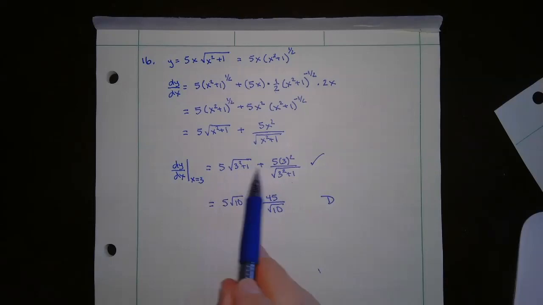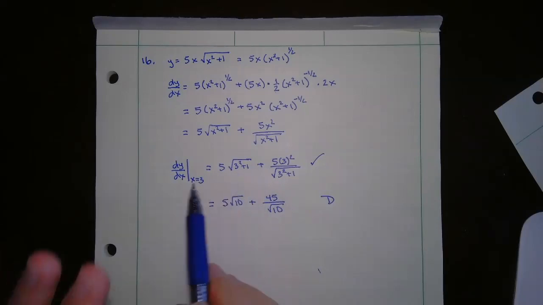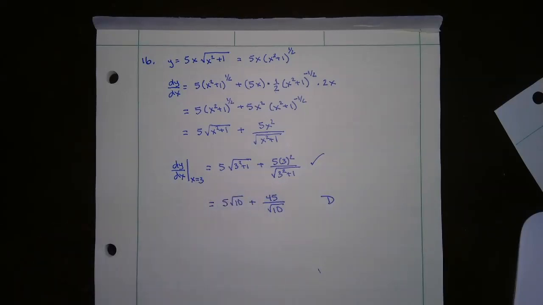You don't have to clean this up at all. As long as you've shown that you've plugged the 3 in for x, if this is equivalent to the right answer, you're going to get points, okay? All right, so I just want to tell you, don't spend time simplifying stuff. If you've plugged it in, just leave it like that, unless you need it for something else. Okay, so let's go to 17.